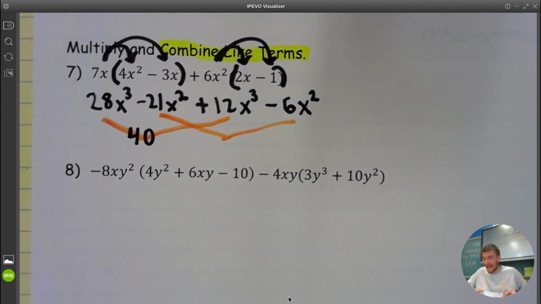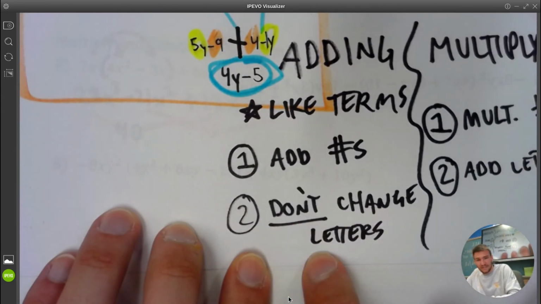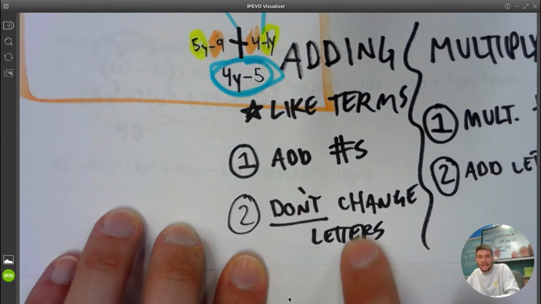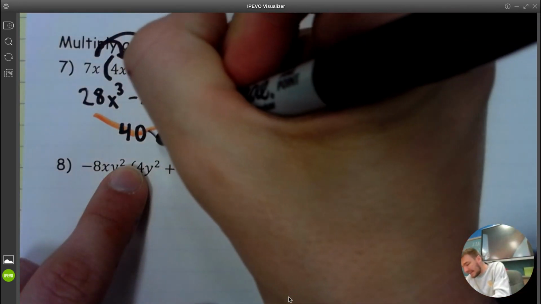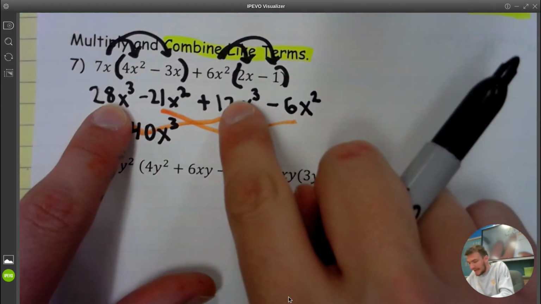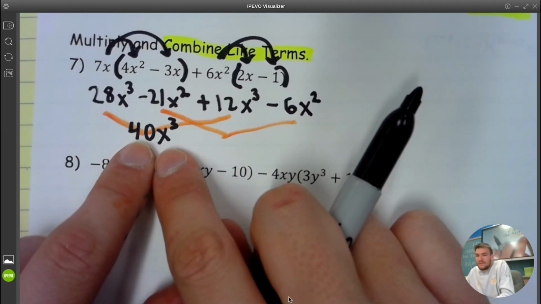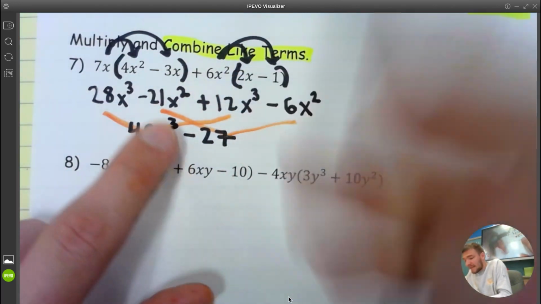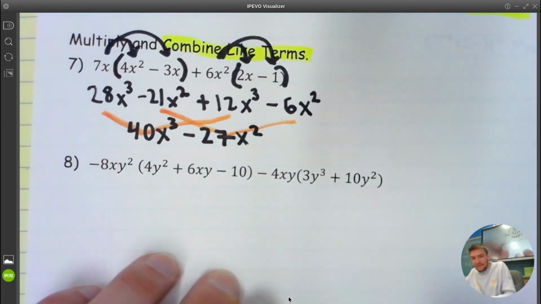And when it comes to adding, don't change the letters. Adding like terms, add the numbers, don't change the letters. So 40 x cubed, don't change them. Negative 27, I heard somebody say. X squared, don't change them. X squared, leave them alone.